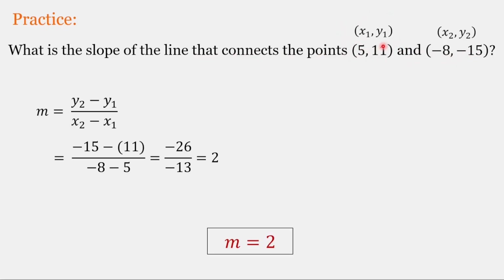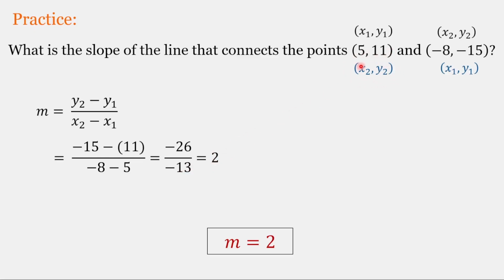So I labeled that first point as point 1. So it has an x-coordinate of x sub 1 and a y-coordinate of y sub 1. And then the second point was point 2. So x sub 2 is negative 8. And y sub 2, that y-coordinate for point 2, is negative 15. We're going to be using that slope formula. So the slope, m, is equal to y sub 2 minus y sub 1 all over x sub 2 minus x sub 1. Plugging those values in, we end up with negative 26 over negative 13. And that simplifies down to 2.